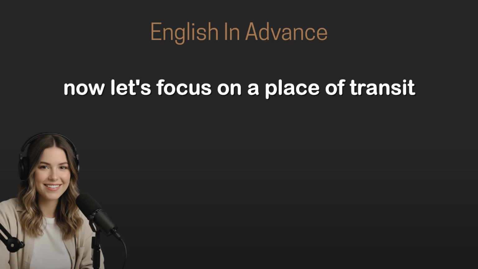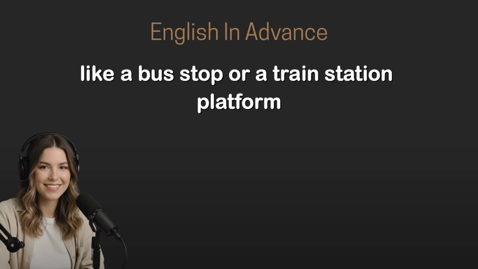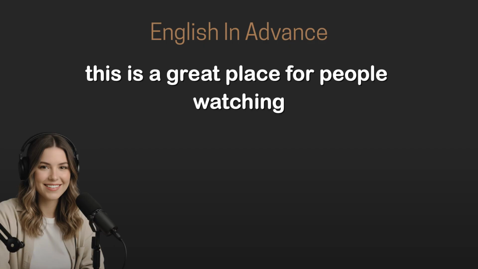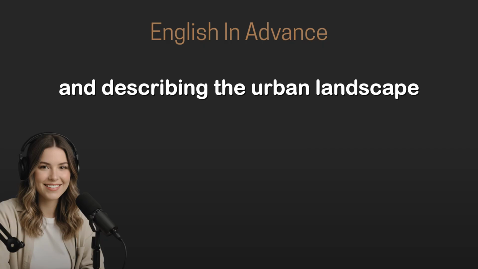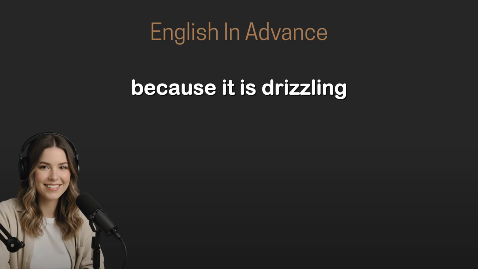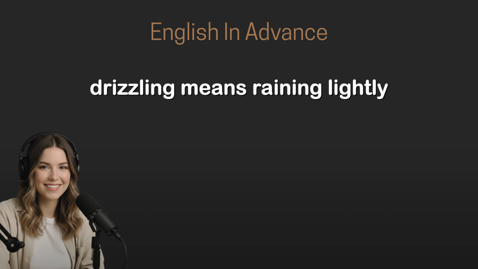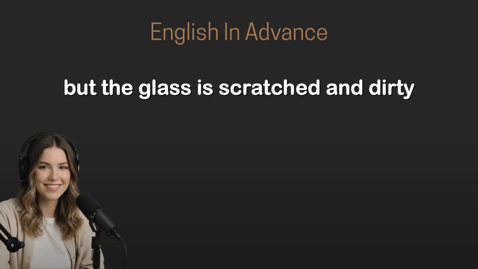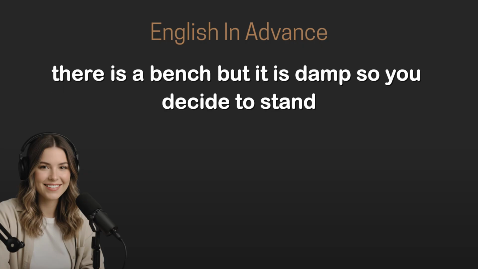Now let's focus on a place of transit like a bus stop or a train station platform. This is a great place for people watching and describing the urban landscape. You are standing under a shelter because it is drizzling. Drizzling means raining lightly. The shelter is made of glass and metal, but the glass is scratched and dirty. There is a bench, but it is damp, so you decide to stand.